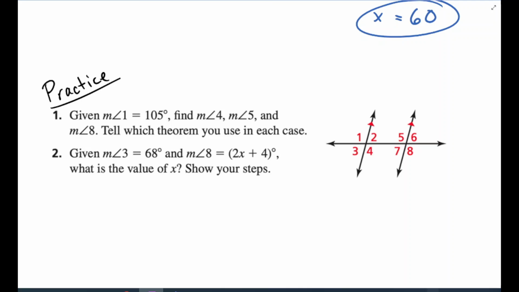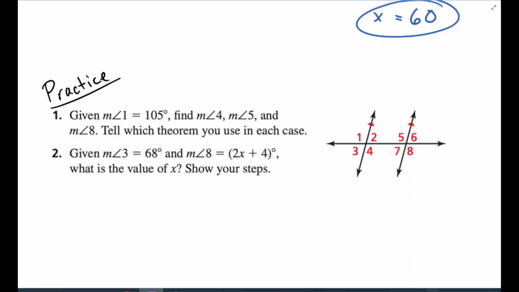Second one, given that the measure of angle 3 here is 68 degrees and the measure of angle 8 is 2x plus 4 degrees, this is completely separate from number 1. The angle measurements are not the same as number 1. What is the value of x? Show your steps. Pause here, work out these problems, see how you do in a second.